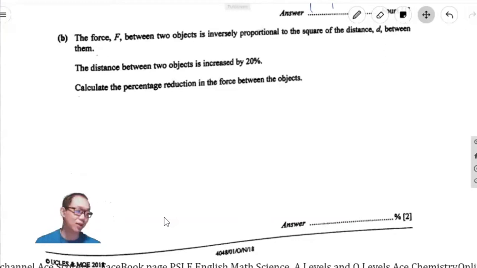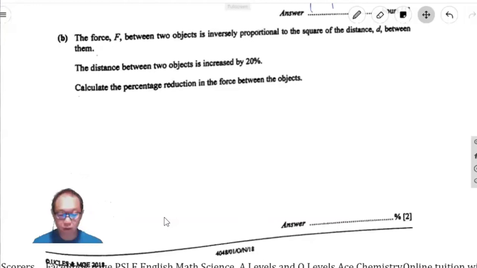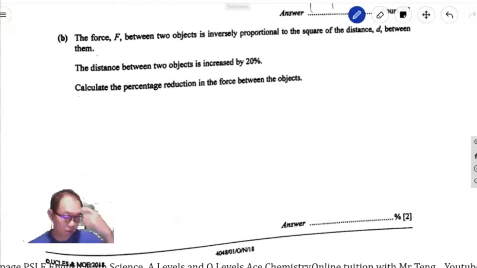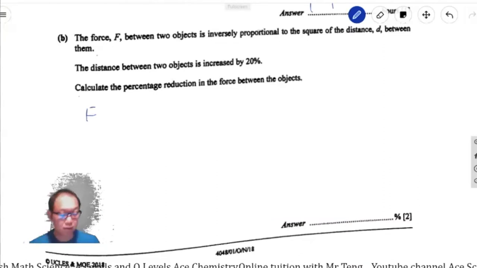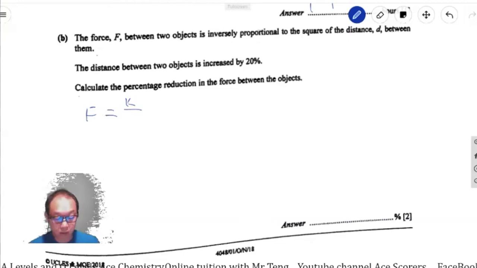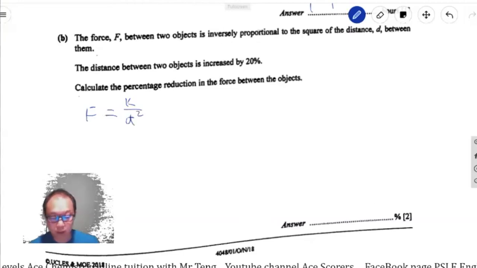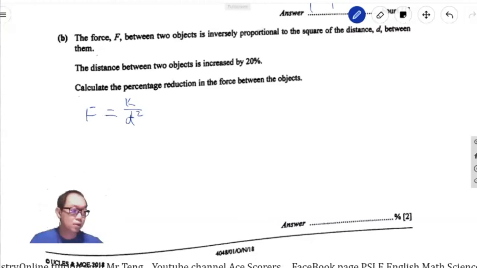So without further ado, I'm going to go through this one. The force F between two objects is inversely proportional to the square of the distance. Now, F is equal to K over the square of the distance, so it's D squared. So that would be the first thing that you need to do.